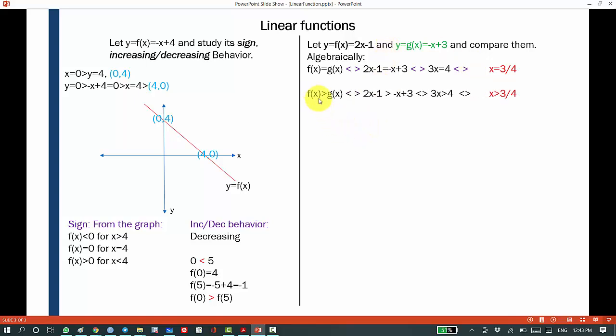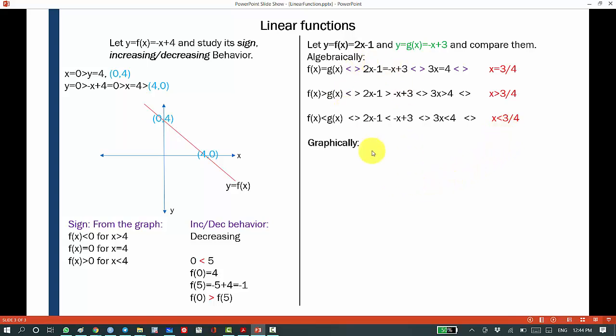In order to find those values of x for which f of x is bigger than g of x, we let 2x minus 1 be bigger than minus x plus 3. Solving this linear inequality, we get that x is bigger than 4 over 3. That means for x bigger than 4 over 3, f is bigger than g. For f less than g, we let 2x minus 1 be less than minus x plus 3. Solving this linear inequality, we get that x is less than 4 over 3. Therefore, f is less than g if x is less than 4 over 3.